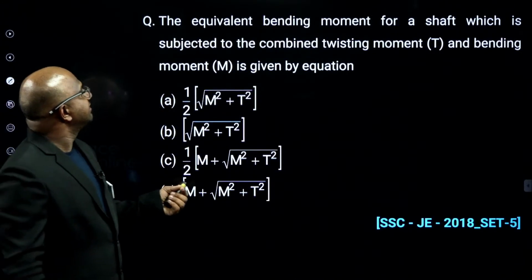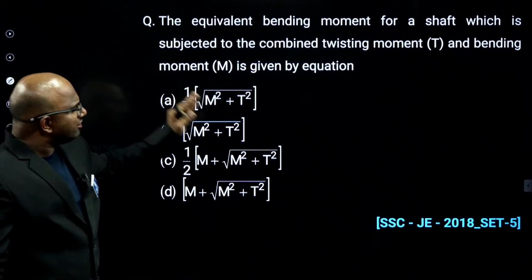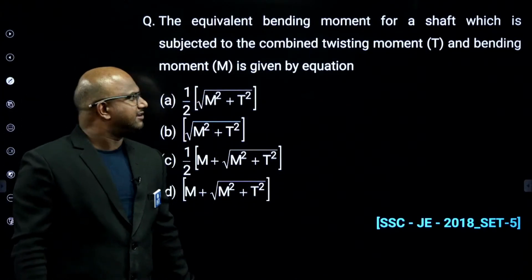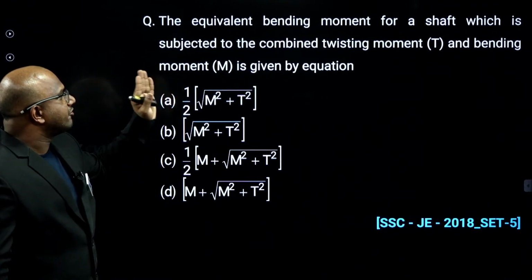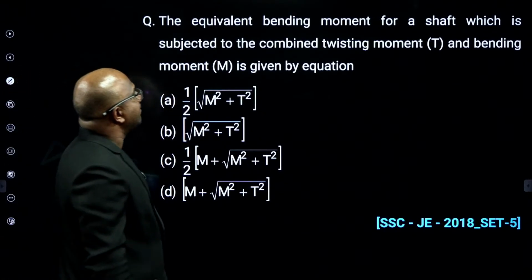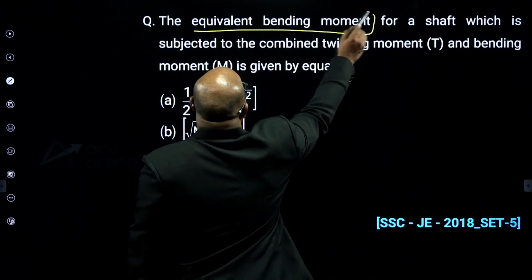Next, this question was already discussed. Similar kinds of questions they are repeating, guys. The equivalent bending moment for a shaft which is subject to a combination of twisting and bending moment is given by what? It's asking the equivalent bending moment.